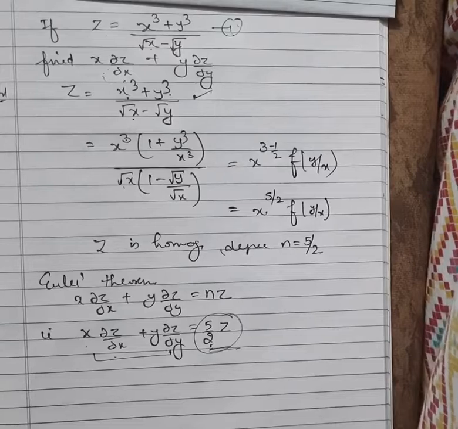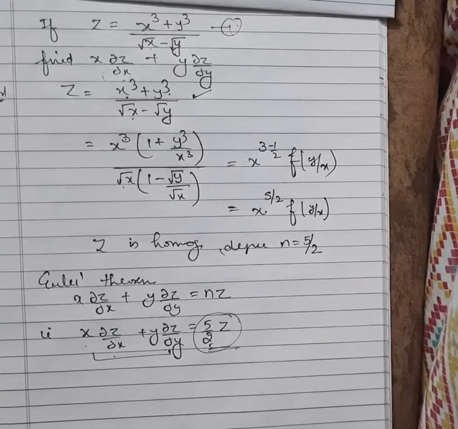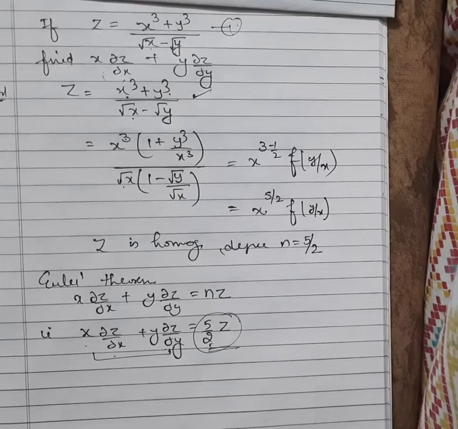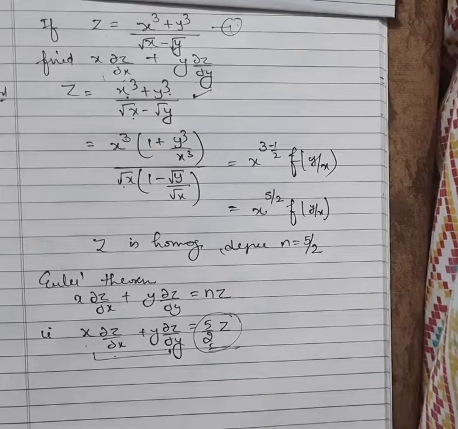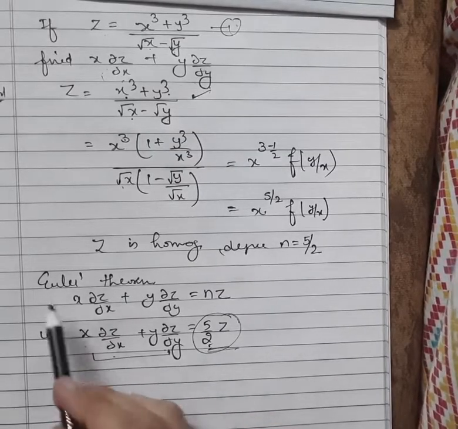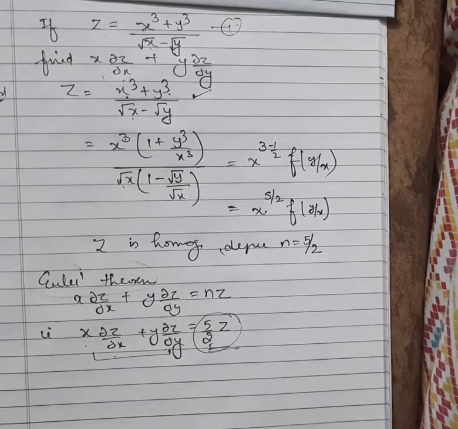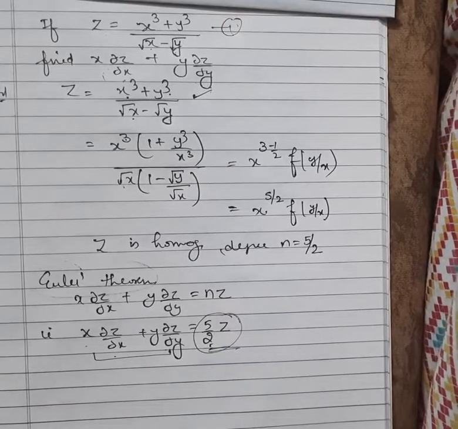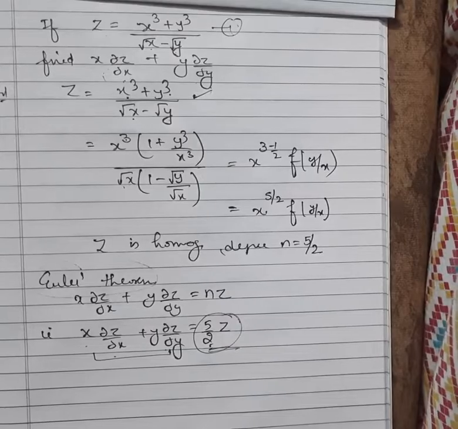But see, by using the concept of homogeneous functions, we saved our time. Rather than solving the differentiation, we can just check whether the function is homogeneous or not, and if the function is homogeneous, that's a good thing for us, and we can use the concept of Euler's theorem. Now we will solve one more example of partial differentiation, that too of second order, again using the concept of Euler's theorem.